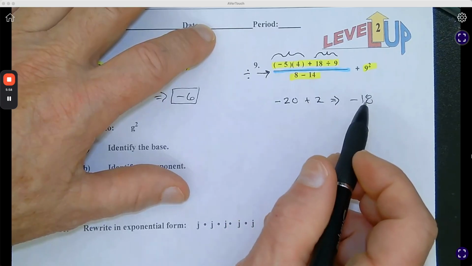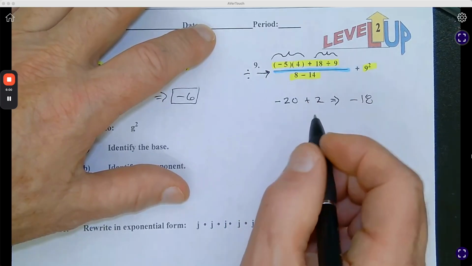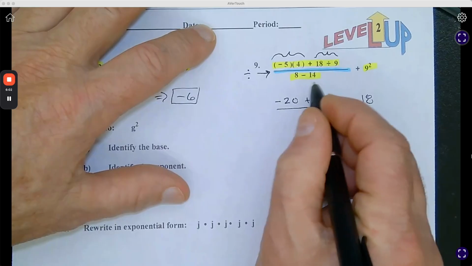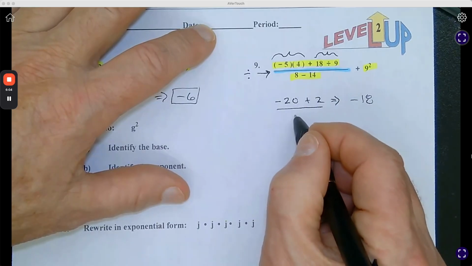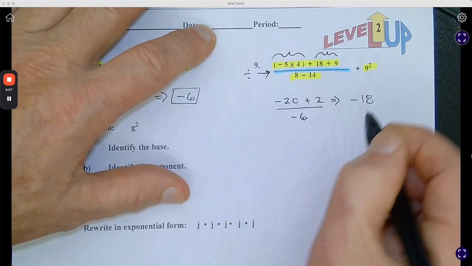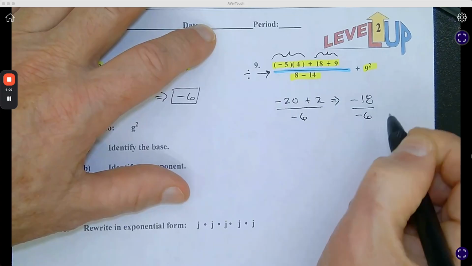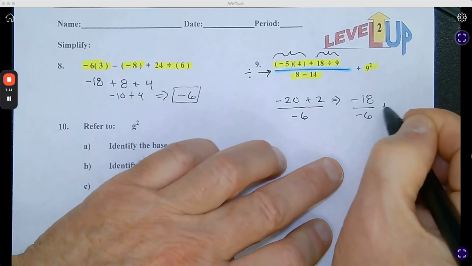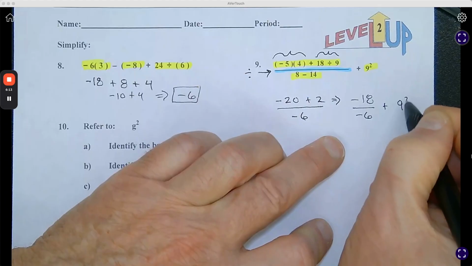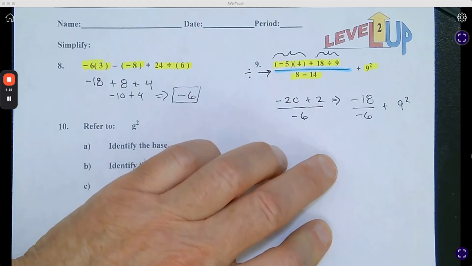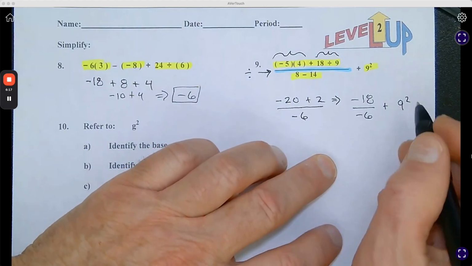And that leaves me with negative 18. Now the denominator, or the bottom, is 8 minus 14. 8 minus 14 is negative 6. So that is negative 6. Don't forget we have this plus 9 squared. All right, I'm going to go ahead and divide and do the exponent.